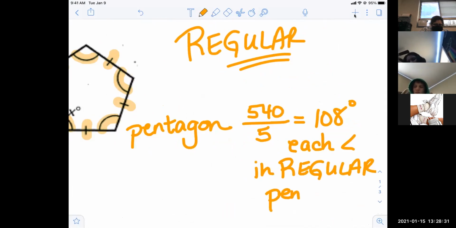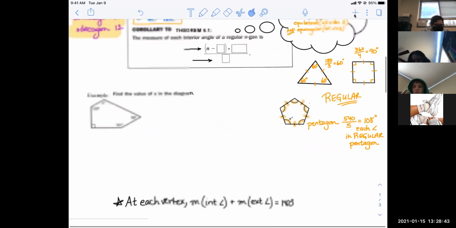If you don't know that all the angles are the same, you won't know how it's split up. You'll still know they add up to 540, but you won't know, is it 90 on one and 100 on another and 72 on a third? So that's only if it's regular.